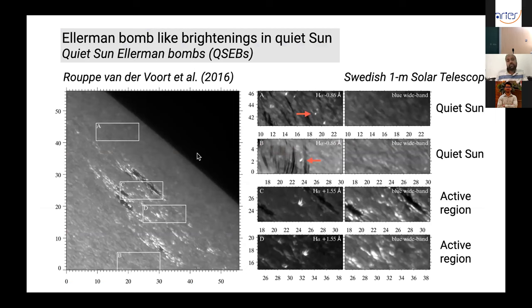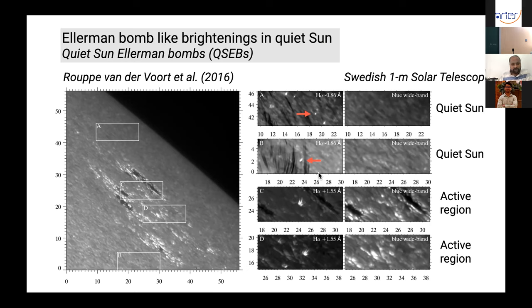As I said, these events were usually earlier associated with active regions, but in 2016, with the SST data, it was observed that these events also appear in the quiet Sun. For example, here the four regions are highlighted, A, B, C, and D. C and D are regions in the active region, close to the sunspot and the flash spot. A and B are away from the sunspot.